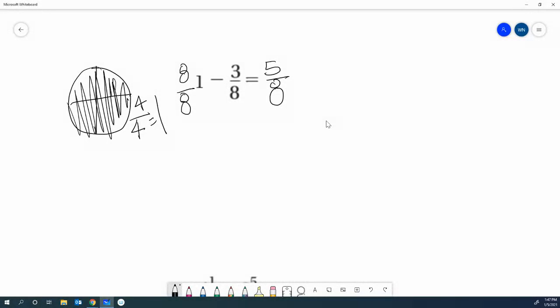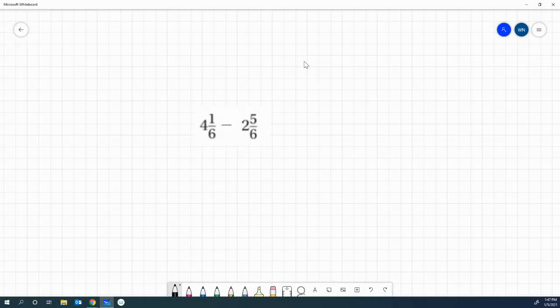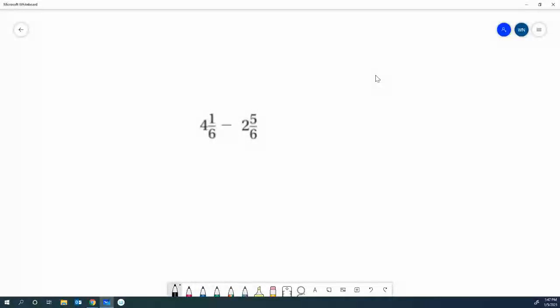I think we've got one more. And this is where it's going to challenge you. 4 1/6 minus 2 5/6. Like always, we start with the fraction. 1/6 minus 5/6. But wait, you can't say 1 minus 5. If I have one finger, I can't take away 5. So we're going to have to borrow from our 4.